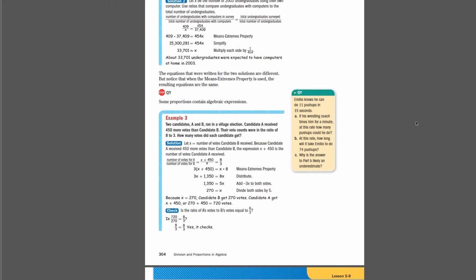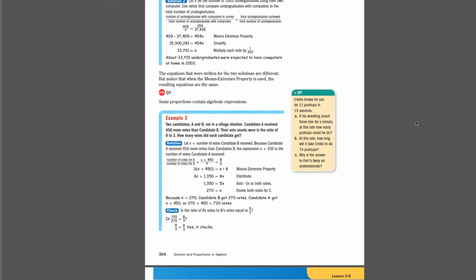So if we go down into here, we let x equal the number of votes for candidate B. A is equal to the number of votes candidate B received plus 450. And so that gives us our algebraic expression: x plus 450, the number of votes that A received, divided by x, the number of votes that B received, equals 8/3, which is the proportion or the ratio between the two candidates.